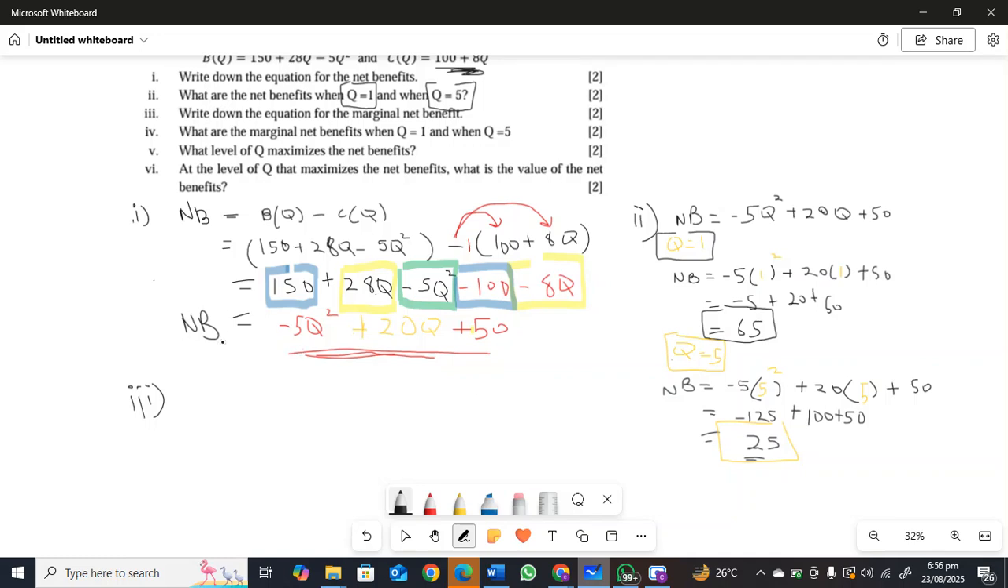So we need to derive this net benefit to get the marginal net benefit, the additional net benefit when we produce an extra unit. So those who remember differentiation, can you derive this for me before I get it?